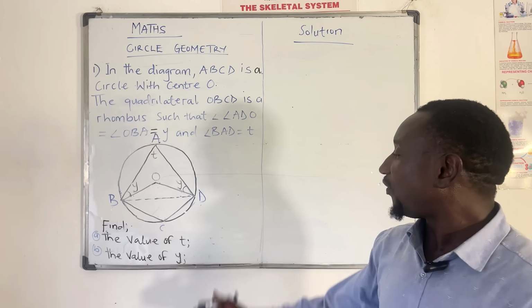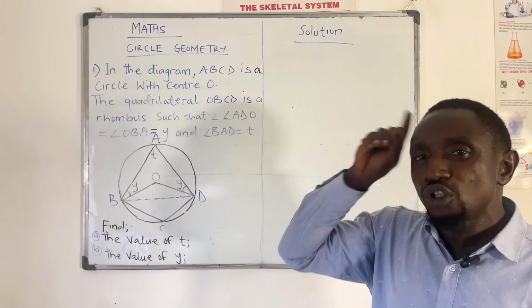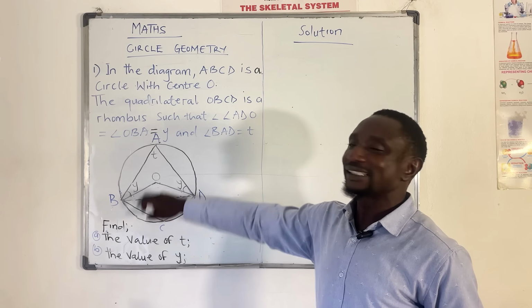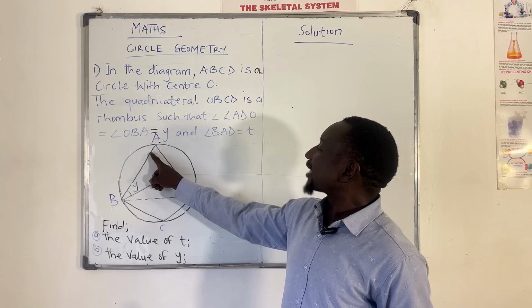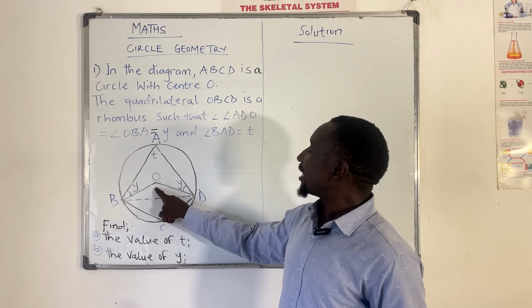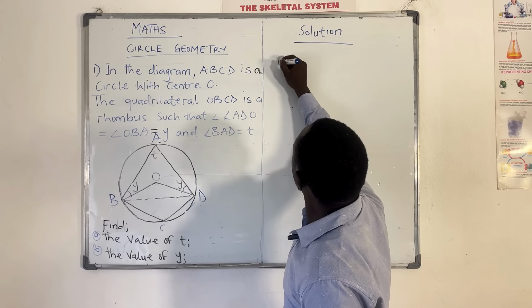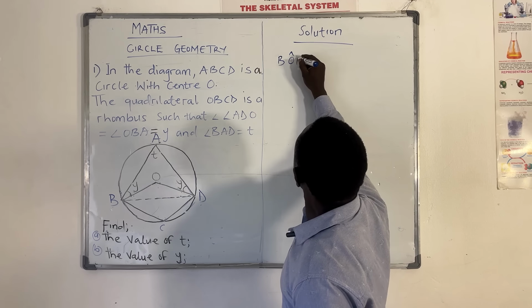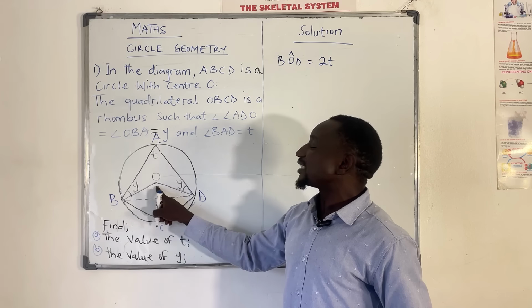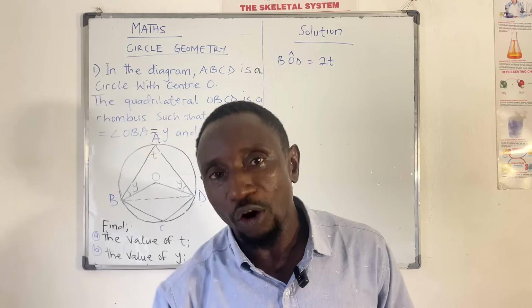So, how do we find the value of T and Y? Now, we will apply that same theorem that says angle at the center is twice the angle at the circumference. Here at the circumference, we are given T, and this is the center. This is the angle at the center. So it means that BOD is equal to 2T. If this is T, then at the center will be 2T, meaning that the one at the center is twice the one at the circumference.